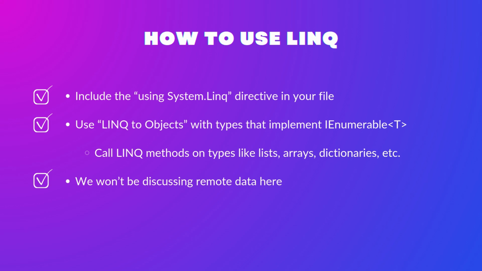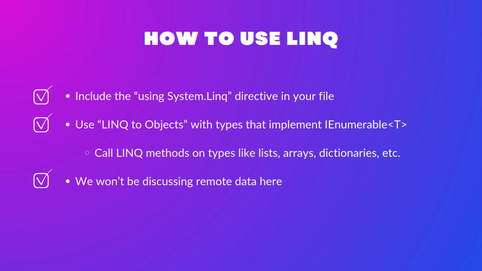Let's talk about how to actually use LINQ. First, start by including the using System.Linq directive in the files where you want to use LINQ. Then just use, quote-unquote, LINQ to objects with types that implement the IEnumerable interface. LINQ to objects is just an official phrase that refers to calling LINQ methods on compatible types that are local to your C# program, like lists, arrays, dictionaries, things that you're already using.